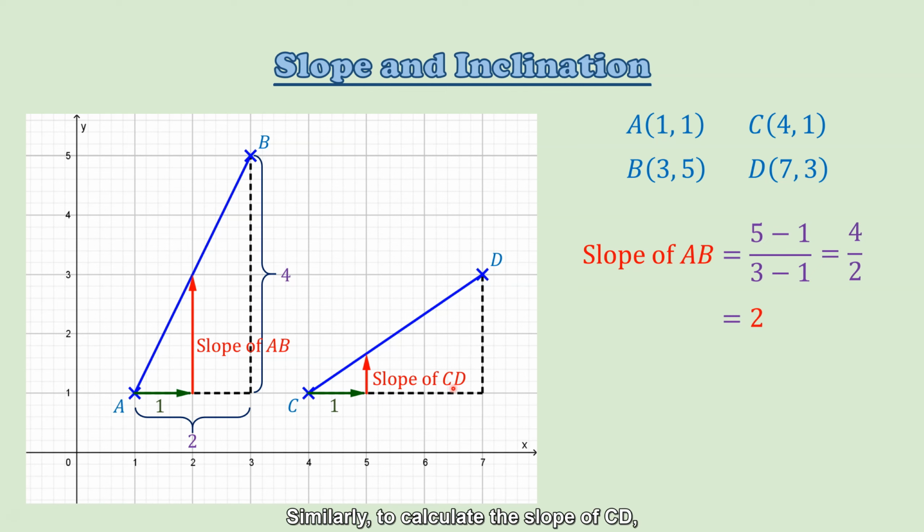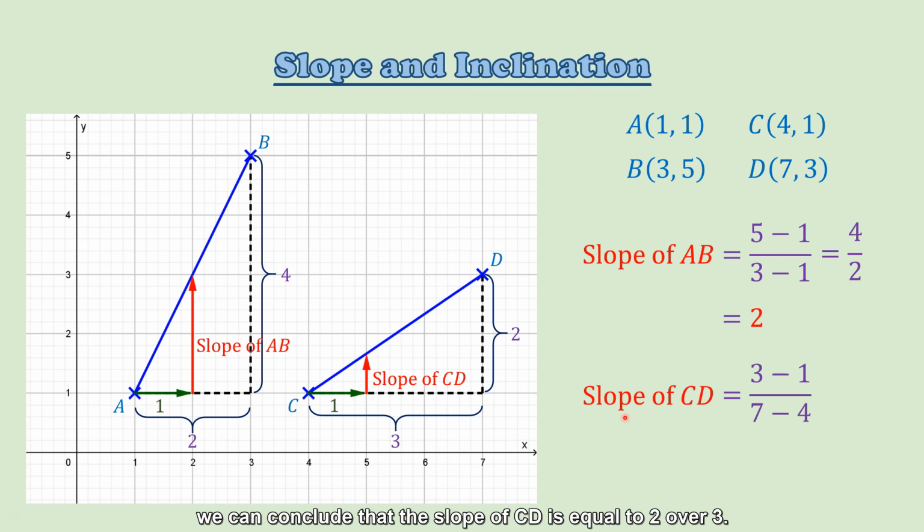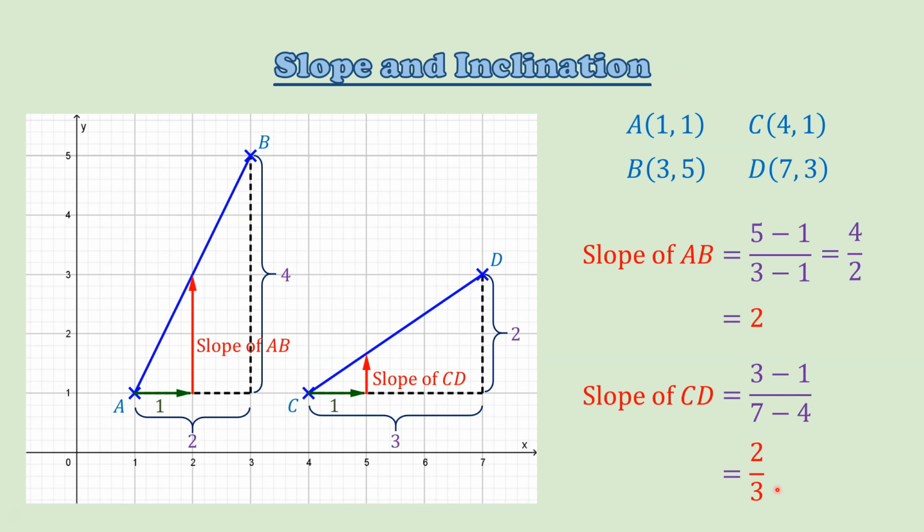Similarly, to calculate the slope of CD, we should first of all calculate this length, and it is equal to 3 minus 1, therefore it is 2. And we should also calculate this length, and it is equal to 7 minus 4, therefore it is equal to 3. By considering the corresponding sides of similar triangles, we can conclude that the slope of CD is equal to 2 over 3. That means 3 minus 1 over 7 minus 4. Therefore, it is equal to 2 over 3.